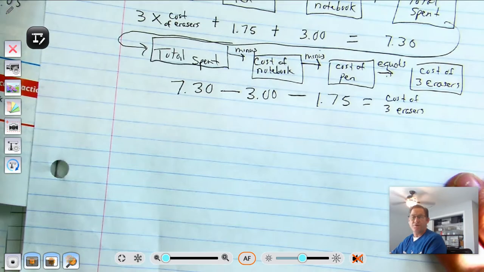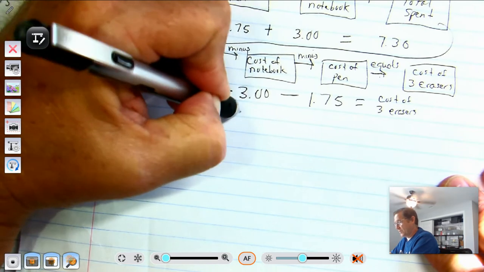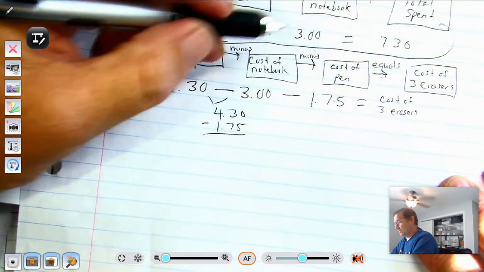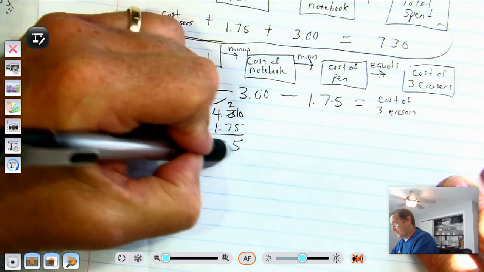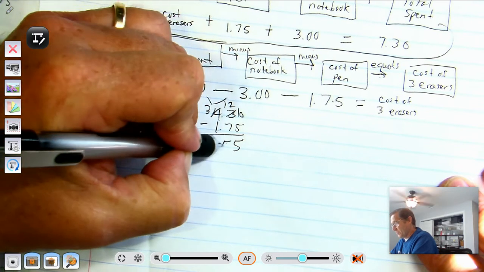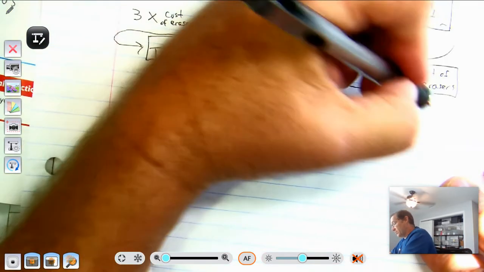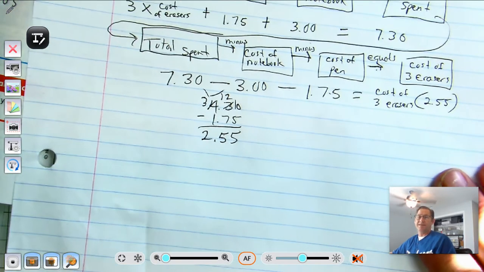All right, so $7.30 take away 3. That's $4.30 minus $1.75. Going to have to regroup. 10 take away 5 is 5. I can't subtract 7 from 2, so I'm going to regroup. 12 take away 7 is 5, and 3 take away 1 is 2. So the cost of the 3 erasers was $2.55.